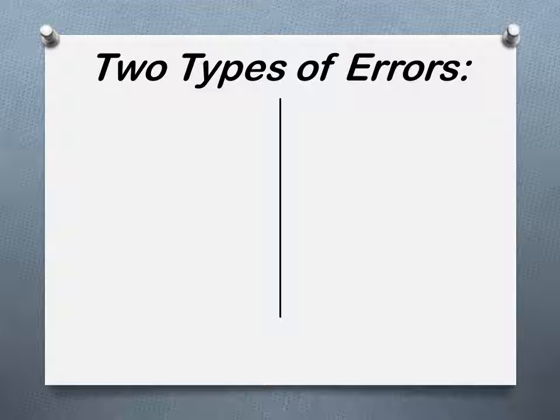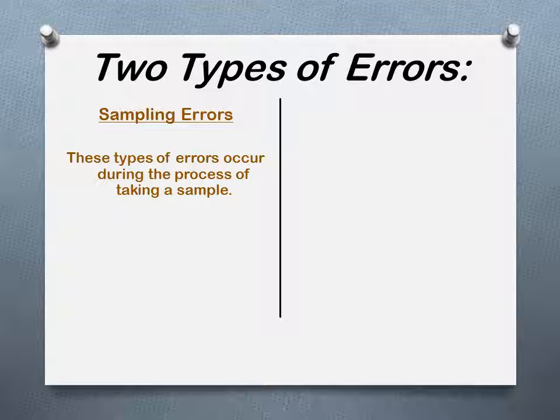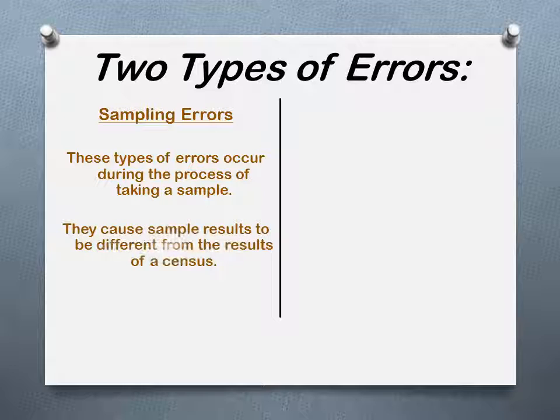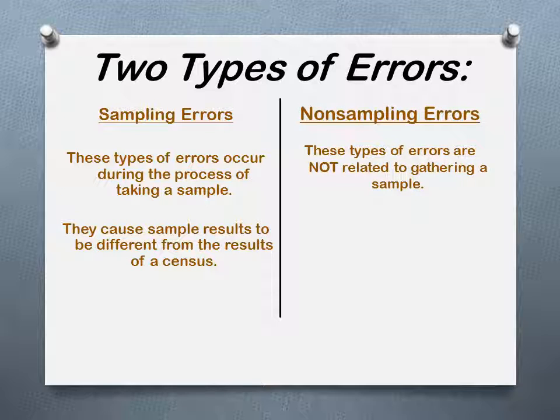There are two types of errors that we're going to look at. The first one is called sampling errors. These types of errors occur during the process of taking a sample. This is what causes sample results to be different from the results of a census. The other type are called non-sampling errors. These types of errors are not related to gathering a sample, and these errors can occur even if you did take a census.